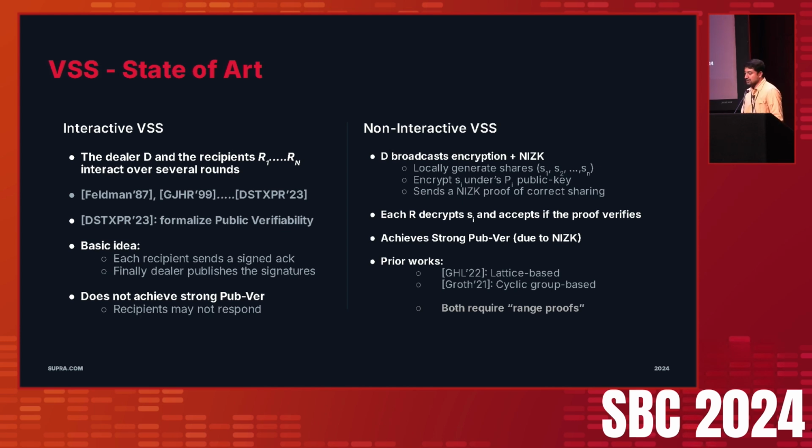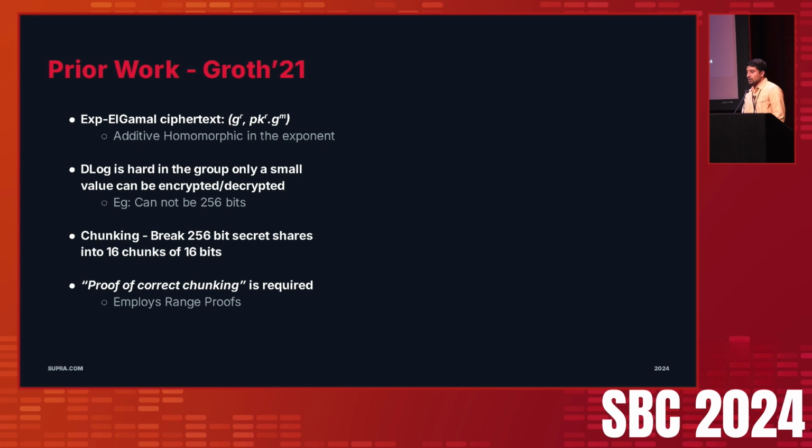There are a couple of works which offer the strong verifiability property recently. One is the lattice-based PVSS by Gentry et al. in 2022, and then Groth's non-interactive DKG in 2021. Both of them employ what are called range proofs as a part of the proof of correct sharing, and we'll delve into one of them in detail now. By now, I hope you are convinced that strong public verifiability is an important property to offer, and non-interactive VSS can offer such a property.